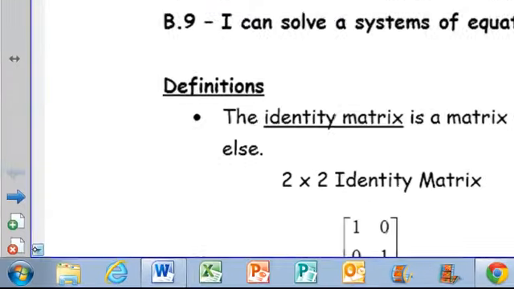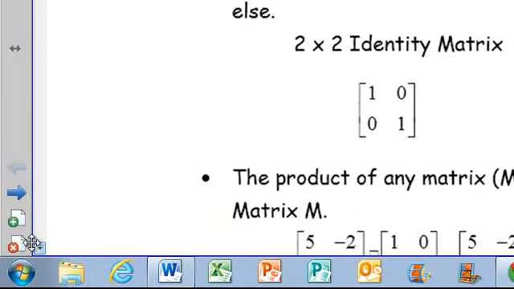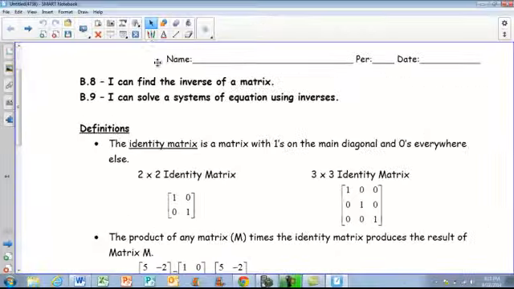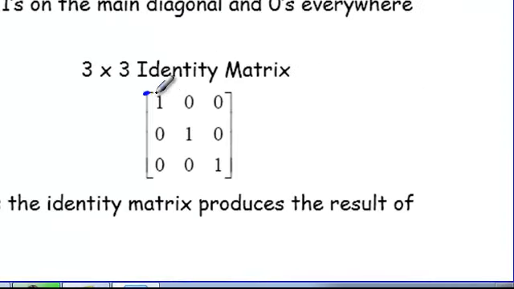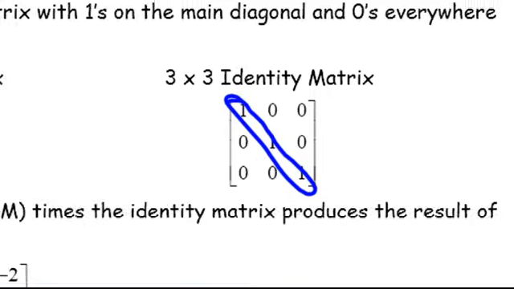So the identity matrix of a matrix is a matrix with ones on all of the main diagonals and zeros everywhere else. So on each of the diagonals, no matter how big or how small the matrix may be, the identity matrix has a one through the entire diagonal of that matrix.